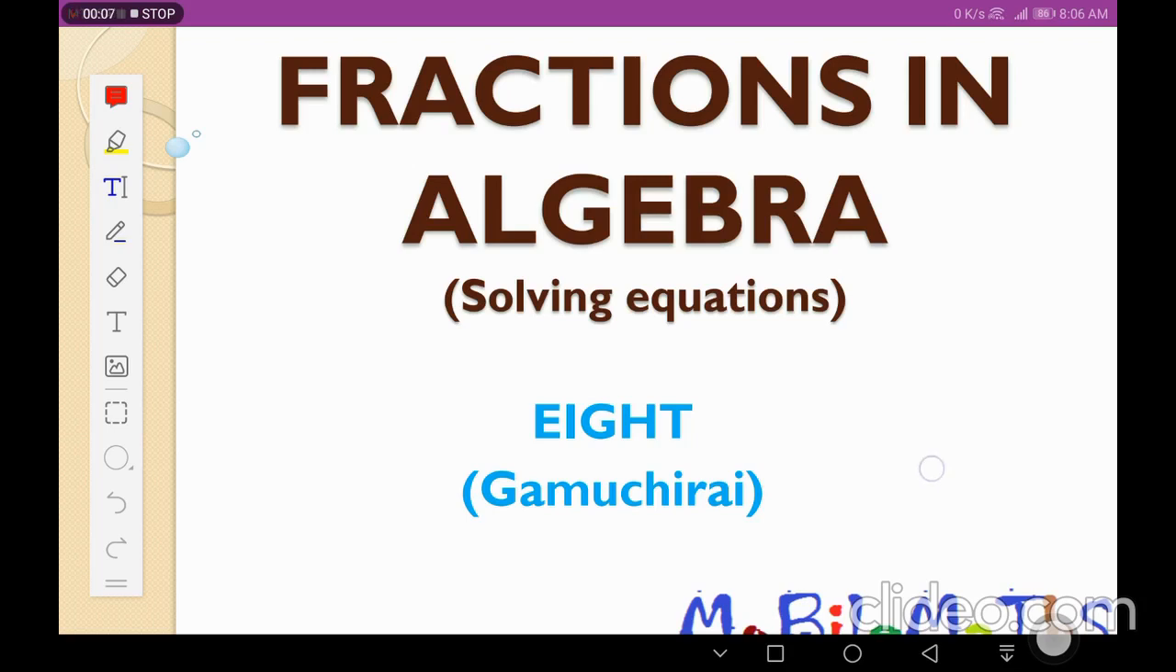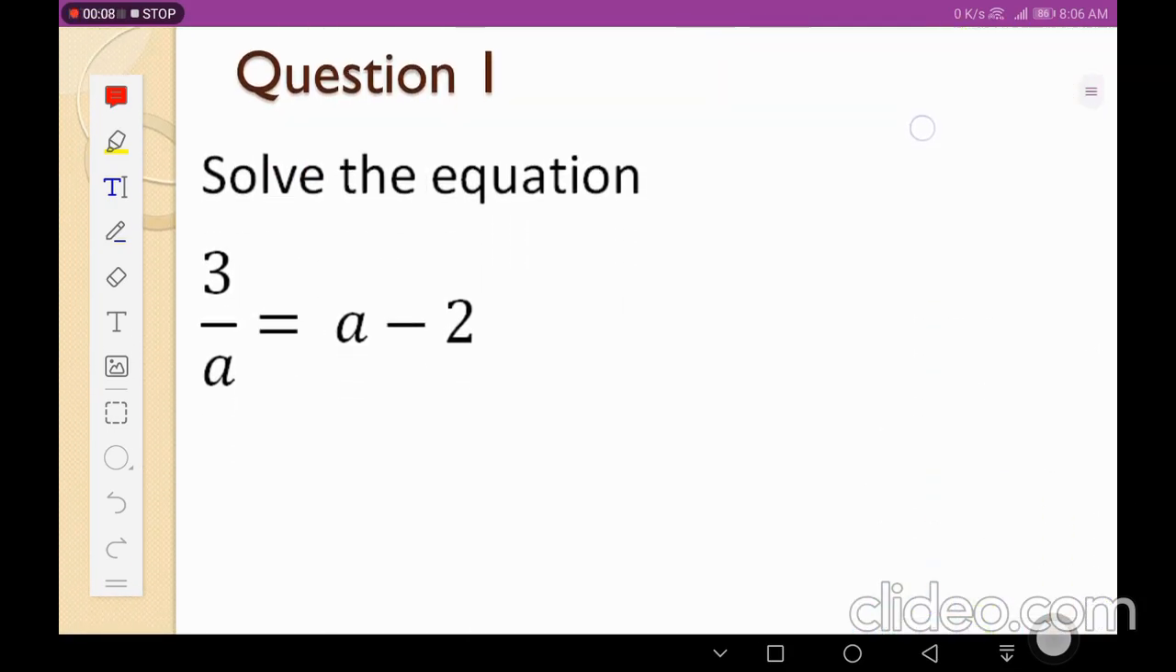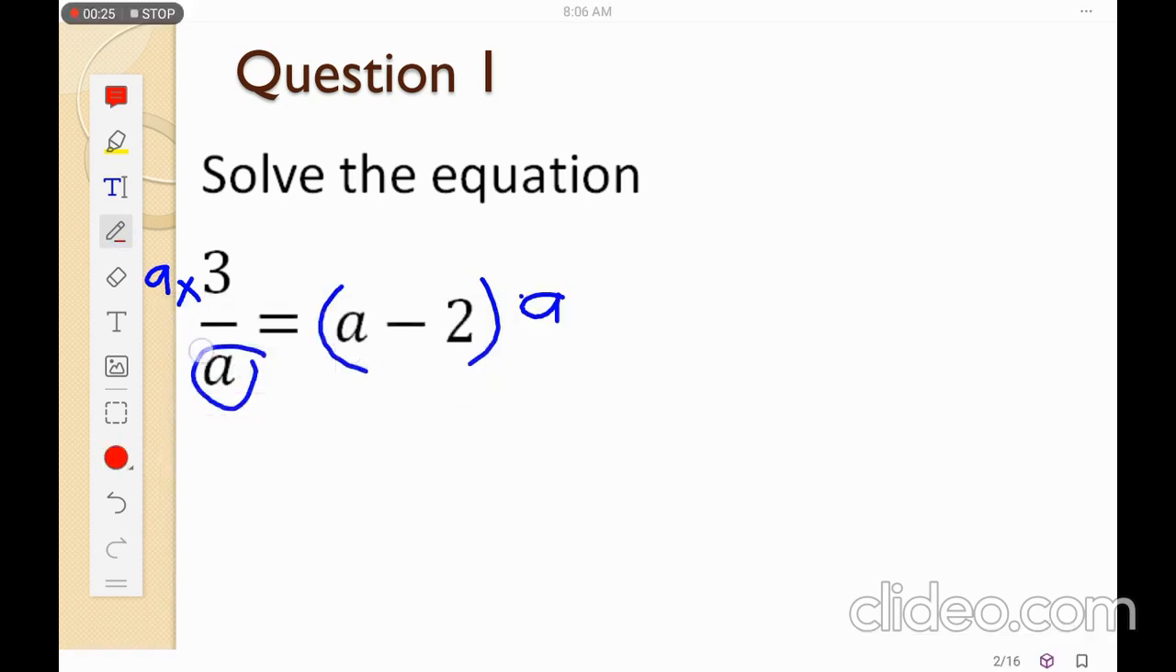Questions in algebra. I've got a couple of questions that I want us to go through. Here I've got 3 over a is equal to a minus 2. Our first goal is to remove this denominator, so we multiply both sides by a. On the left side this a will cancel with that one and we will remain with 3 there. 3 is now equal to, if we multiply this out, a squared minus 2a, like that.